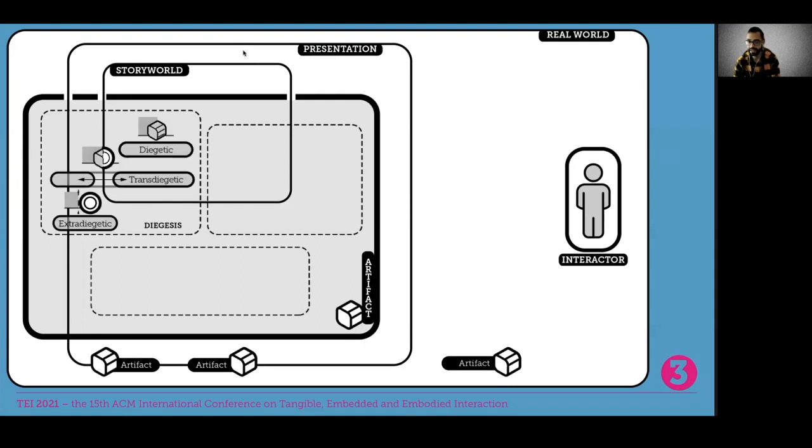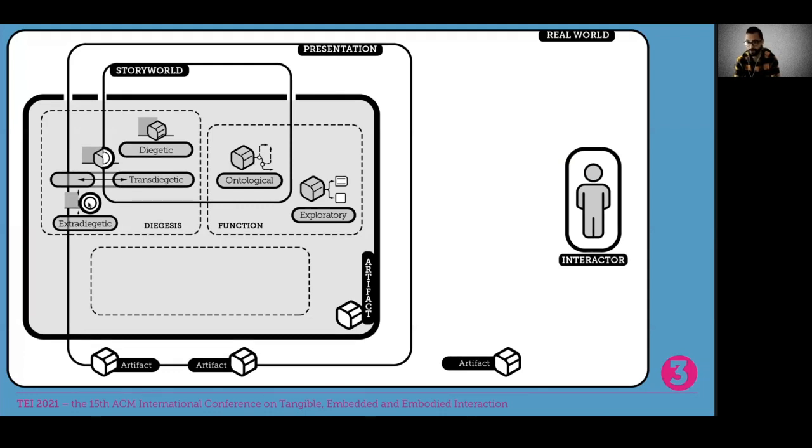The first one is the diegesis of the artifacts, which describes in what way the artifact is placed in the time and space of the narrative. And so we have diegetic artifacts. They exist in the real world and they exist in the story world in the same way and represent the same thing. There are transdiegetic artifacts which somehow bridge the story world with the presentation of the real world, and they are represented differently. And extradiegetic artifacts, which are outside of the story world. They reside only on the presentation space.